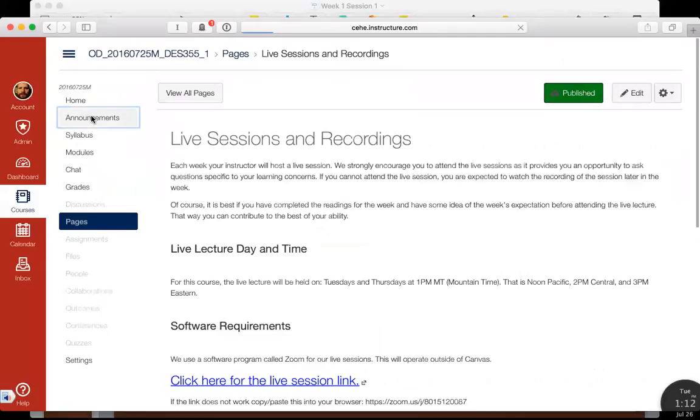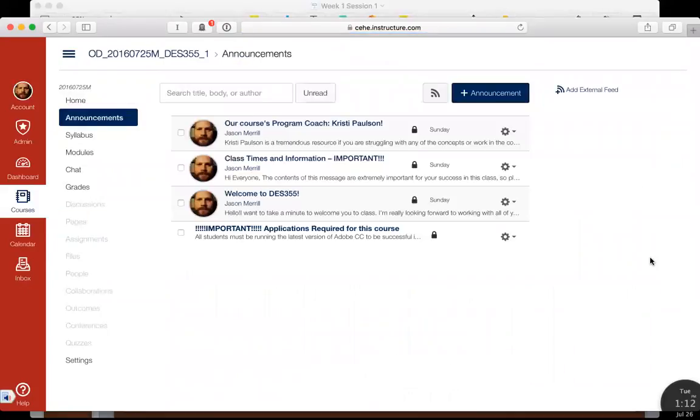So speaking of the announcements, I'll be posting important things in here throughout the course, so just do me a favor, and whenever you log into the course to do some work on something, just take a moment and click on the announcements, and if there's something in there that you haven't read yet, something new, just take a minute and read that real quick.